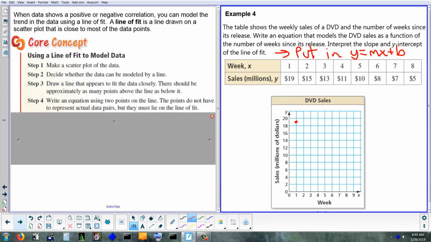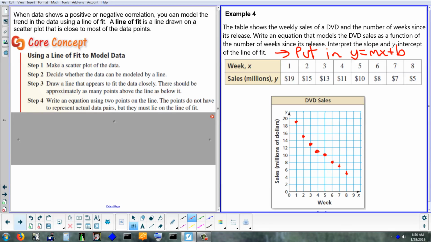15, right in between 16 and 14. 3 is 13, right in between 12 and 14. That one, we got 4 and 11. We got 5 and 10. We got 6 and 8. 7 and 7. And then 8 and 5.